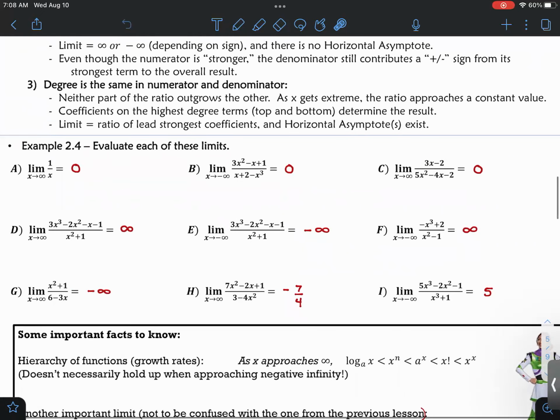Choice F. X goes to negative infinity. We're cubing that. It's still negative, but then you do have to consider the extra negative sign on there that flips it back to positive.